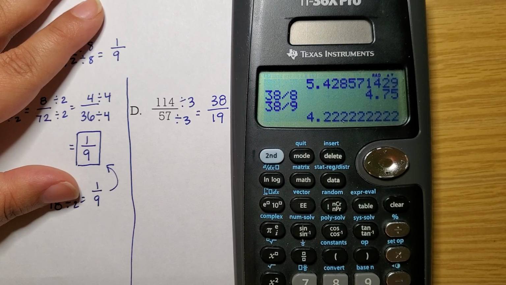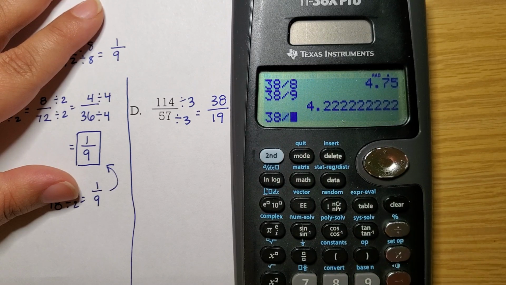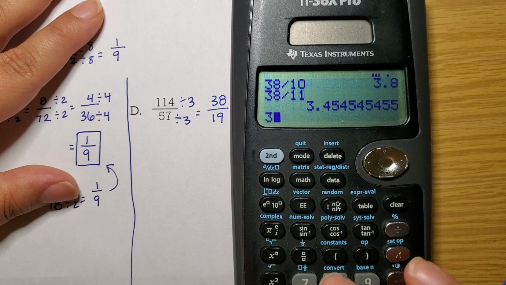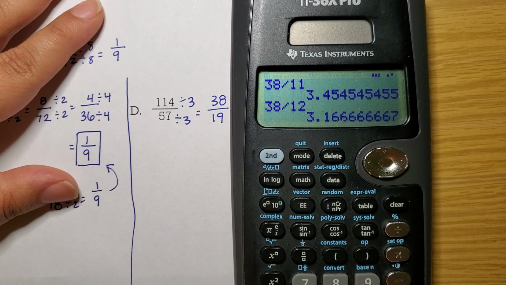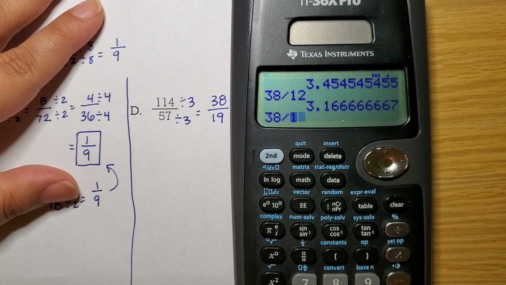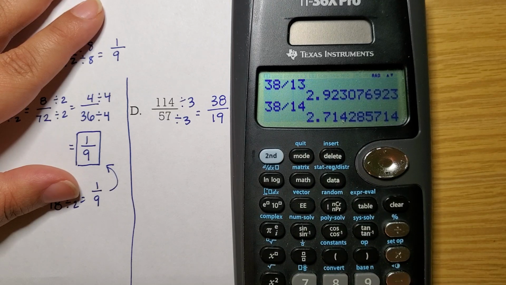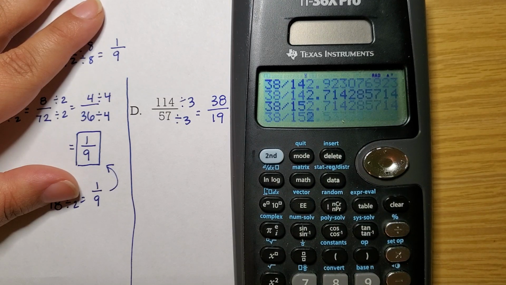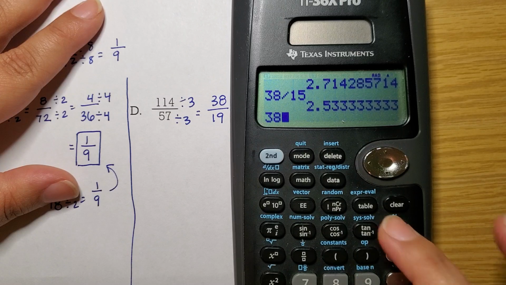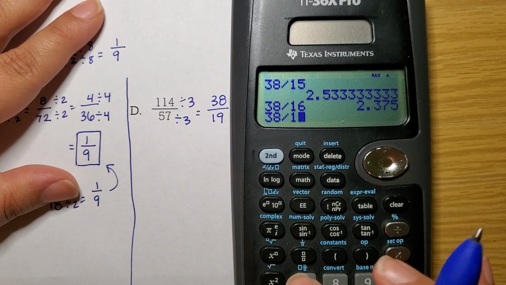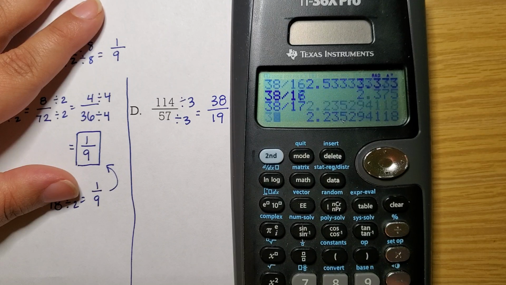Let's try 9. Nope. 10 doesn't work. Nope, not 11. 12. 13. 14, 15, 16, lots of decimals here. I'm starting to lose hope on this one.